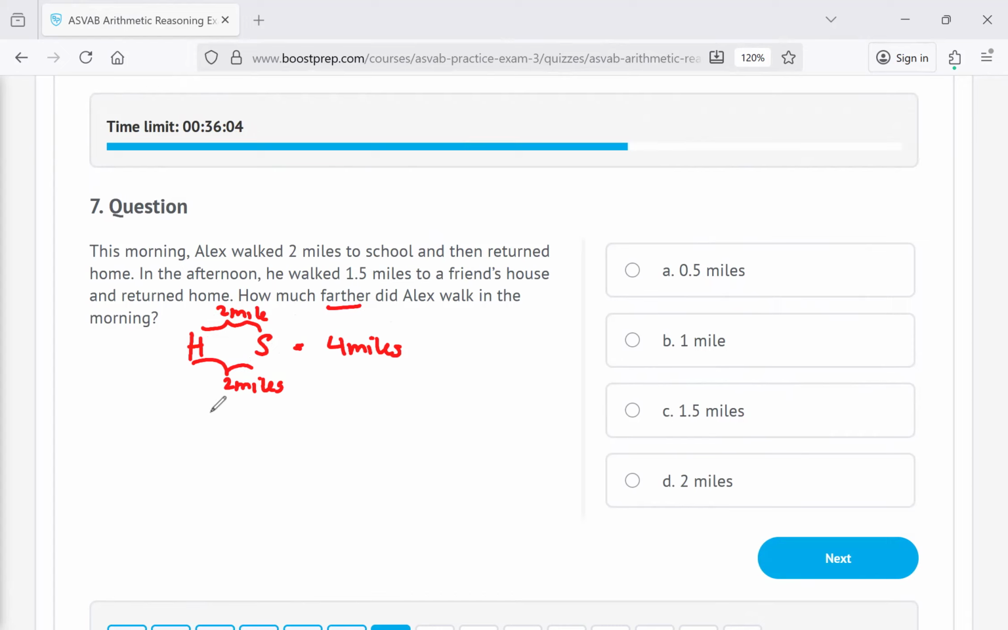Do the same thing. Okay, so now the other one is house to friend's house. From house to friend's house, it was a total of 1.5 miles. And then he went back home, so that's an additional 1.5. So the total of that would be 3 miles, right? Because 1.5 plus 1.5 is 3 miles. So all you got to do is do the subtraction. So 4 minus 3 is 1.